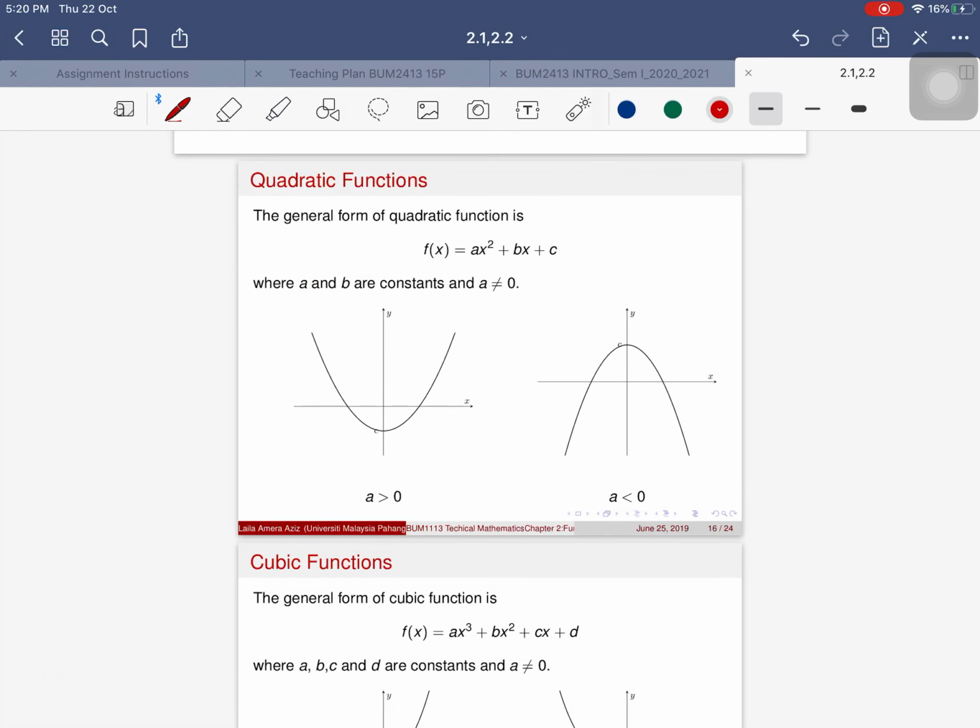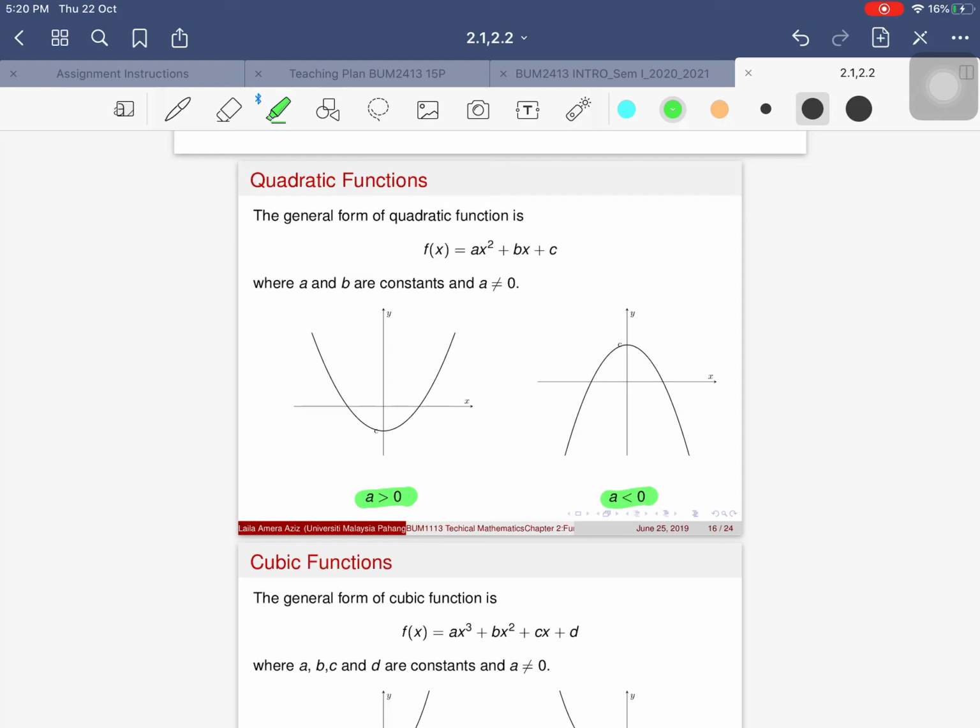Okay, that is going to be a linear function. So now let's have a look at quadratic function. This is going to be the general form of a quadratic function. I did mention this to you previously when we looked at 2.1. When a is greater than 0, it's a smile graph. When a is less than 0, it's a sad graph.